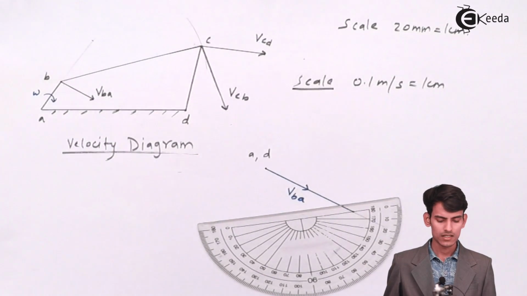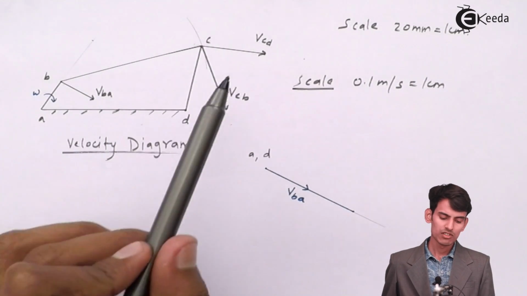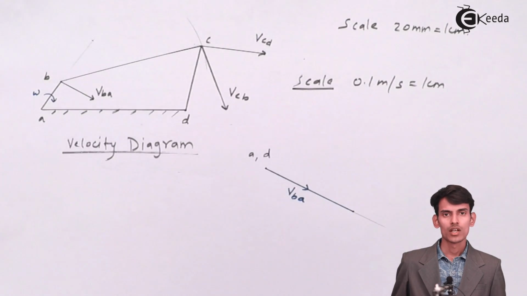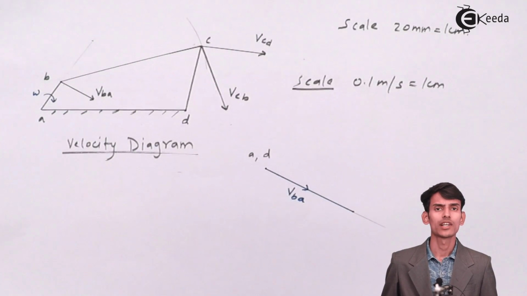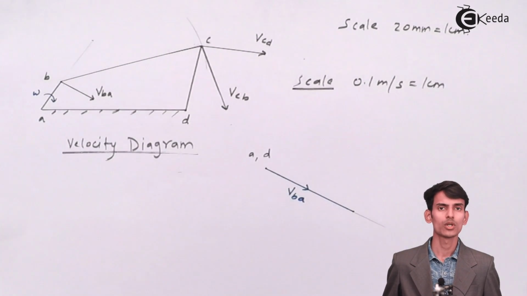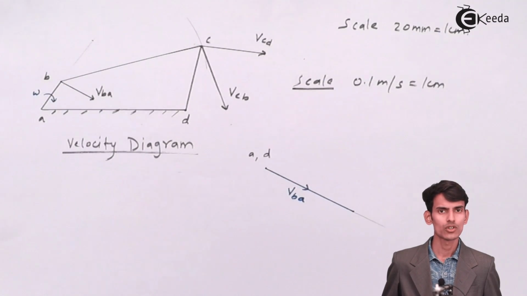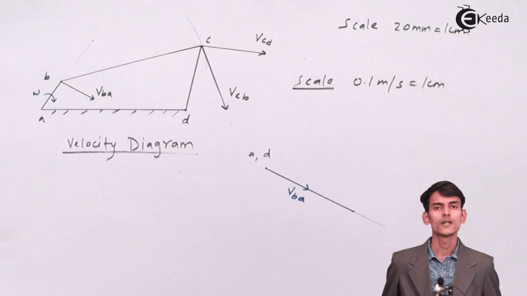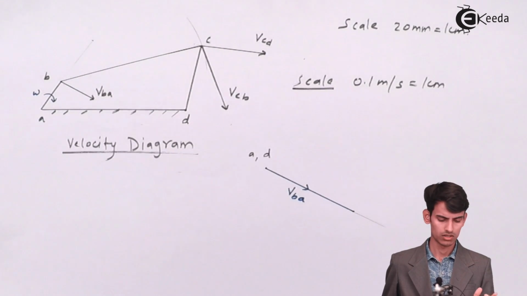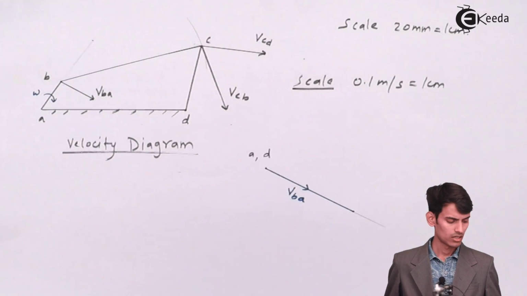So I've drawn the two vectors, that is velocity of C with respect to B, which is perpendicular to BC, and velocity of C with respect to D, which is perpendicular to CD. Now we only know the directions, we don't know the magnitude, because if you want to calculate the magnitude of velocity of C with respect to B, we should know the angular velocity of the length CB, which is not known. If you want to calculate the magnitude of velocity of C with respect to D, you should know the angular velocity of the length CD, which is again not known. So what we can do is just drag the lines in the velocity diagram, and we can get the magnitude as well.